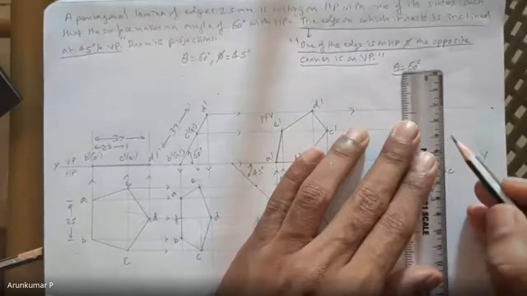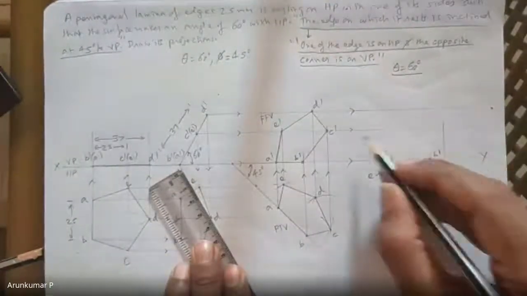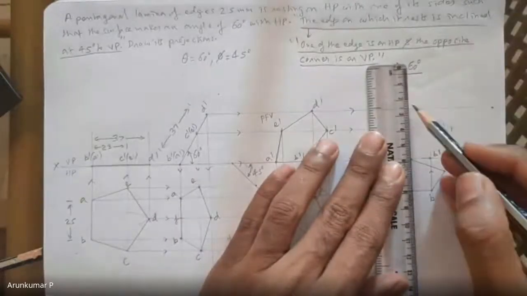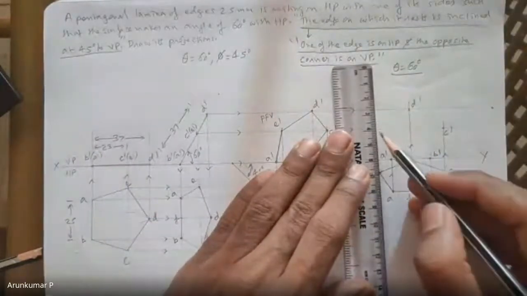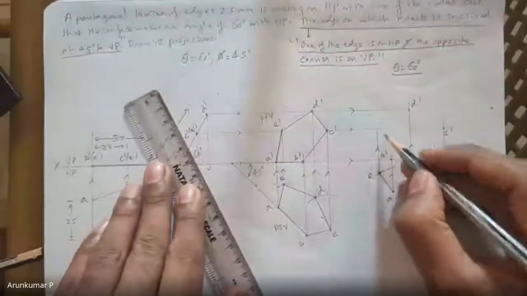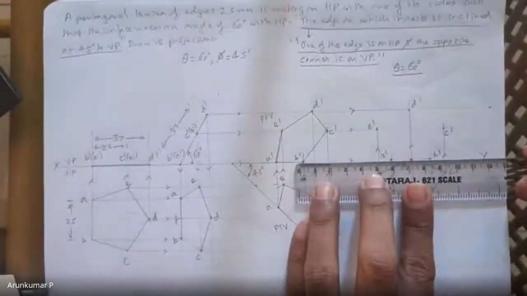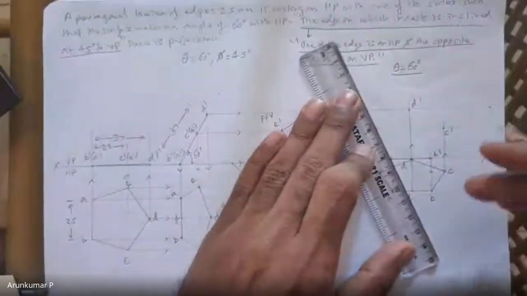C I will extend till this distance because C dash is here. So this would be C dash. D is the topmost, so I'll extend till the top. This is D dash. E is again till the mid, so I'll extend till here. Now if I join all these, I'll get the final front view.